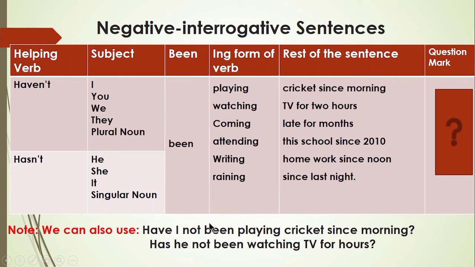Okay, you can also make these sentences by bringing has and have to the start of the sentence, then the subject, then not. For example, have I not been playing cricket since morning, or has he not been watching TV for hours? So that is how we can convert these sentences into negative interrogative in this way as well.